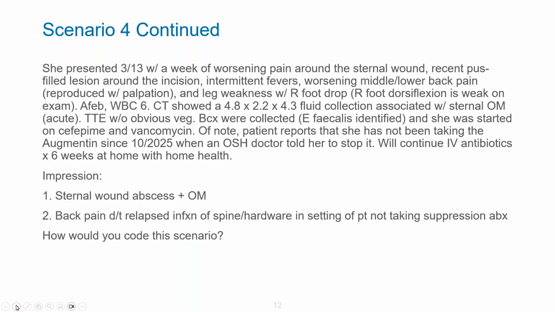She's got some back issues. She's got some front issues. I mean, she's basically limited laying side to side because everything else probably hurts too bad to lay on it. But let's see how we would code it.